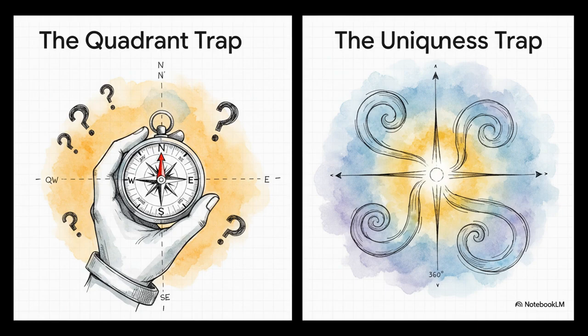The second one is what I call the uniqueness trap. You see, in the Cartesian world, every point has exactly one address. But in the polar world, a single point can have infinite addresses. For example, a 60-degree angle is the same as a 420-degree angle, you just spun around one extra time. It's a really flexible system, but it's something you definitely need to be aware of.